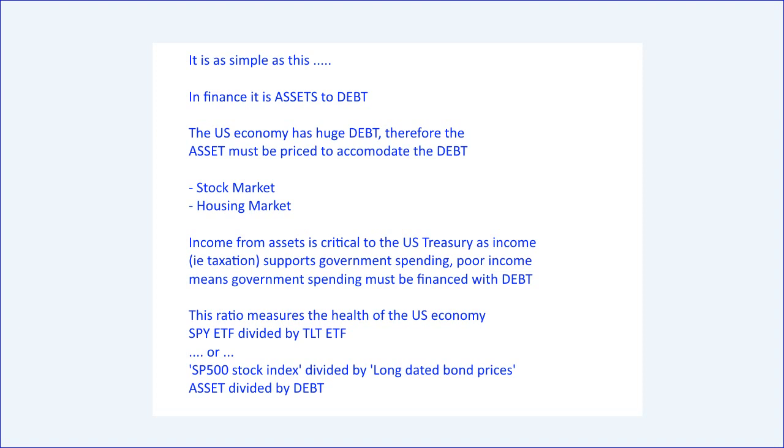The ratio that measures the health of the US economy is the SPY ETF divided by the TLT ETF, or the S&P 500 stock index divided by long dated bonds, hence assets divided by debt. Now, if this ratio continues higher, the debt is safe and the risk is low. If the ratio goes low, then the assets are not supporting the debt. That's just a general background. Now let's have a look at the chart.